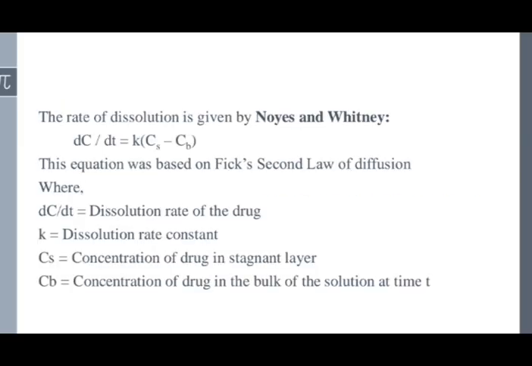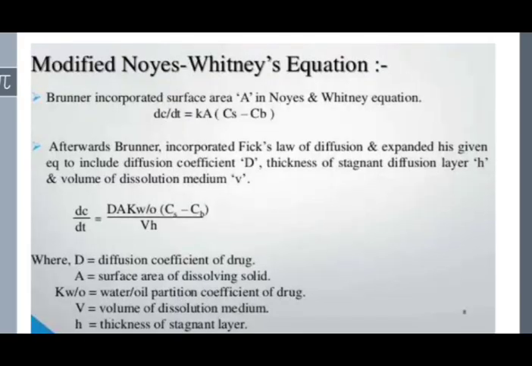The rate of dissolution is given by Noyes and Whitney: dC/dt = K(Cs - Cb). The equation is based on Fick's second law of diffusion, where dC/dt is the dissolution rate of the drug, K is the dissolution constant, Cs is the concentration of drug in the stagnant layer, and Cb is the concentration in the bulk of the solution at time t.